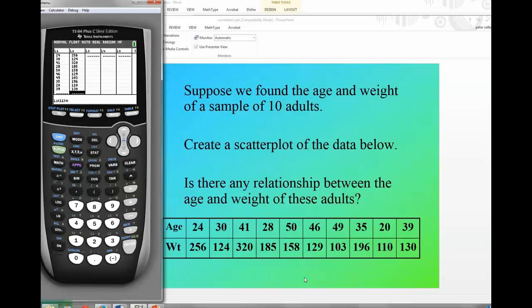Okay, now one thing that matters is that they're lined up correctly. So you do want to confirm that you typed the data in right and that the proper age is across from the correct weight. Here we've got 49, 103, and that matches the chart here.